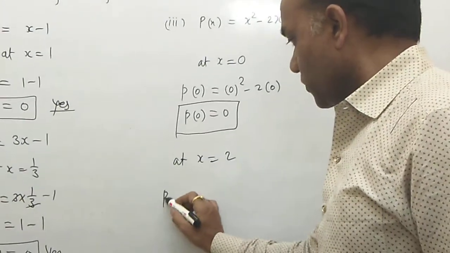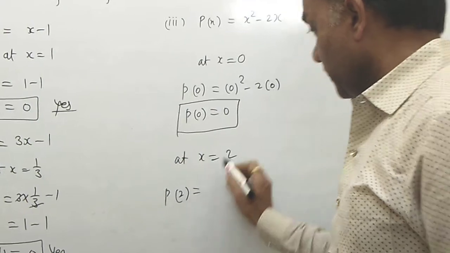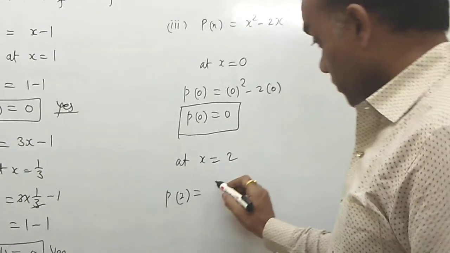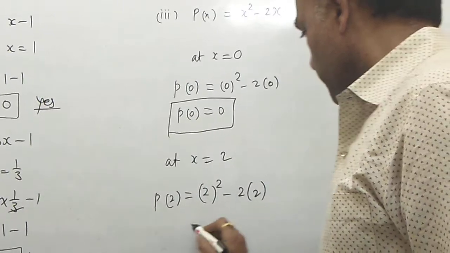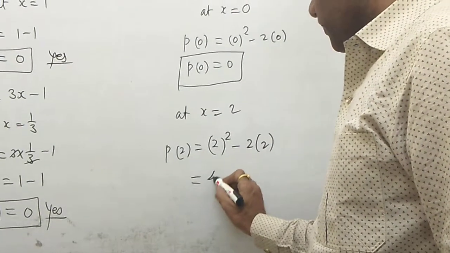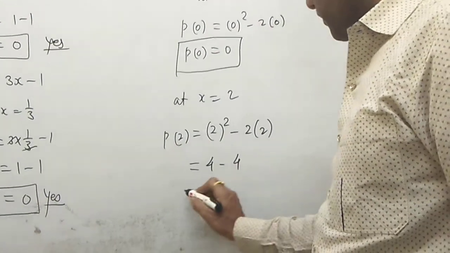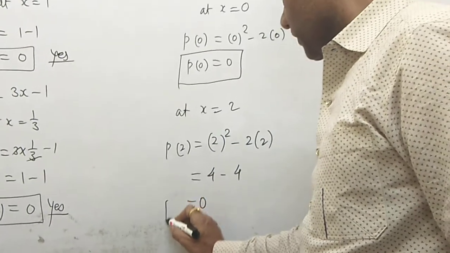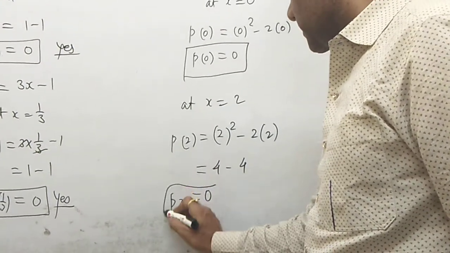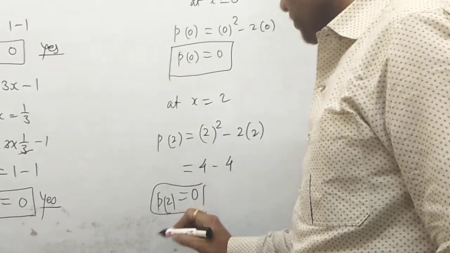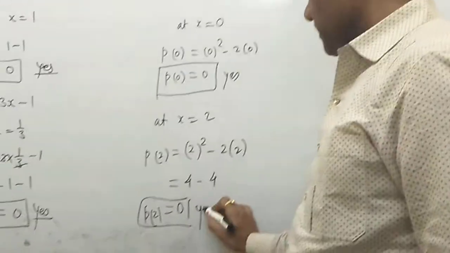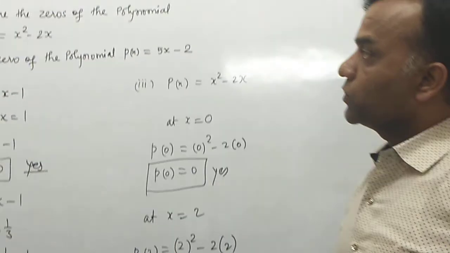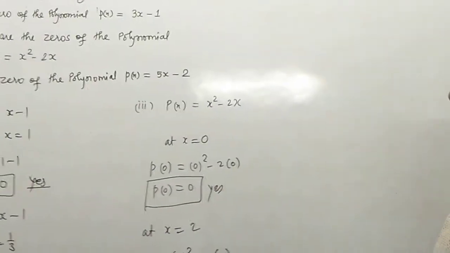Now check at x equal to 2. Put 2 in the same polynomial: 2 square minus 2 times 2. 2 square is 2 into 2, which is 4, and 2 into 2 is again 4, and 4 minus 4 is 0. So p(2) is 0. Both the answers are correct here. So 0 and 2 are the zeros of this polynomial.